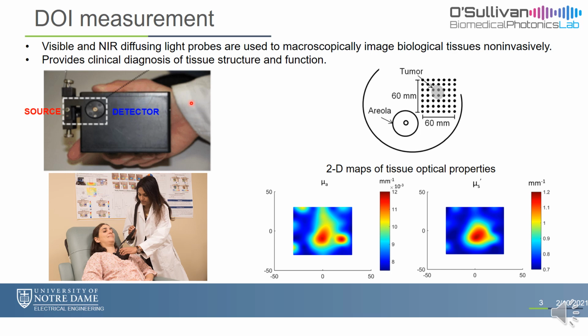Here is a picture of the handheld probe of our diffuse optical instrument. How we use this probe is that we keep it in contact with the tissue surface and we manually move this probe along a rectangular grid pattern to acquire measurements. Our measurements are finally converted to 2D maps of tissue optical properties such as tissue absorption and reduced scattering.